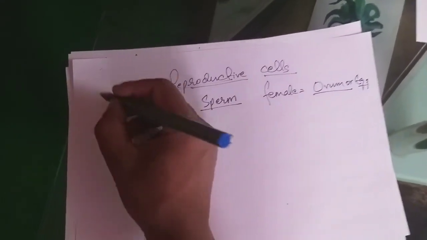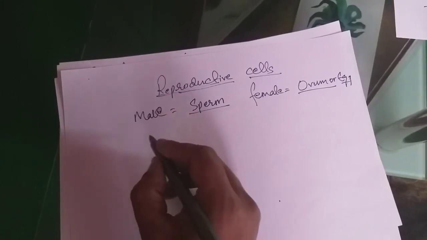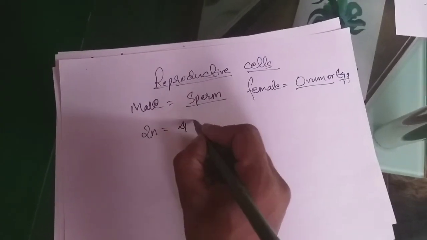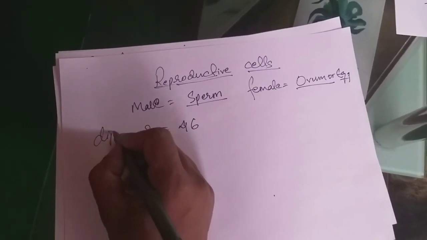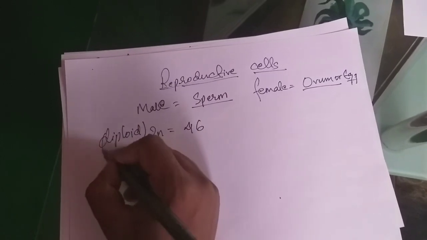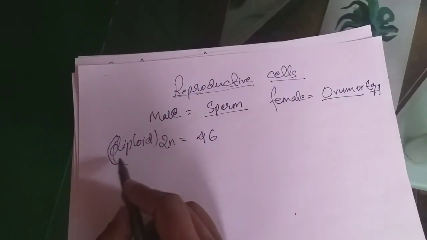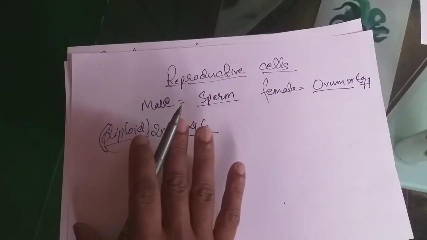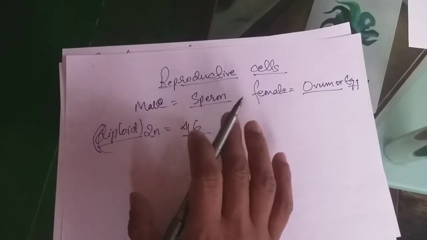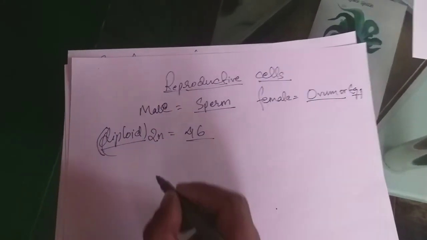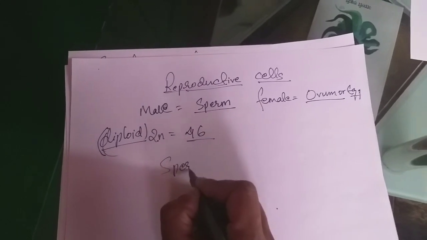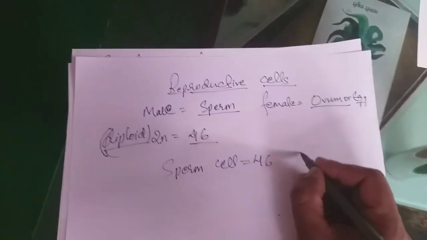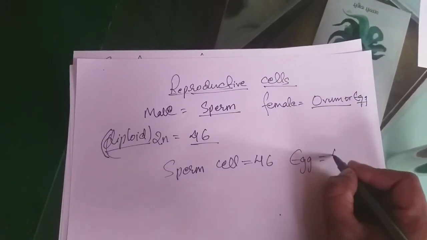For example, the diploid number of chromosomes in humans is how many? 46. For some time, let us see what happens if reproductive cells are also formed by the process of mitosis. That means the sperm cell will also contain 46 chromosomes, as well as the egg or ovum will also contain 46 chromosomes.